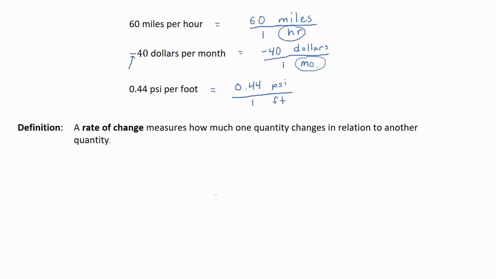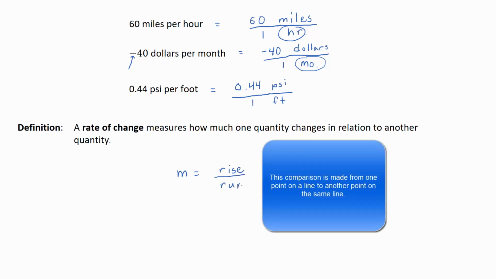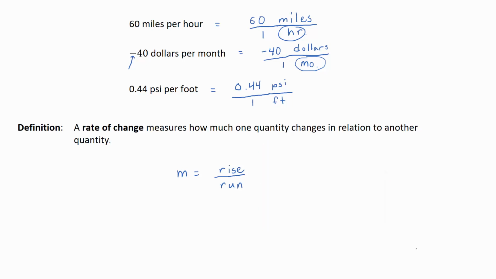So what does this have to do with what we're talking about today? Well, if you think about it, slope, which is defined as rise over run, is comparing the change in the rise units to the change in the run units. And so it is a rate of change, as we'll see in the next example.